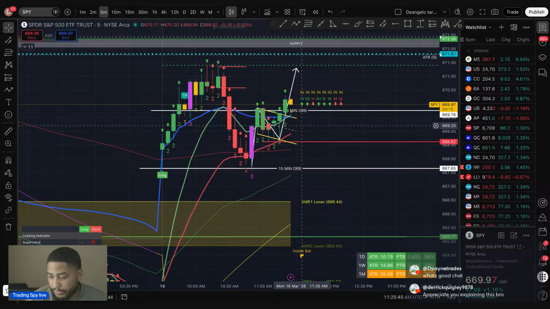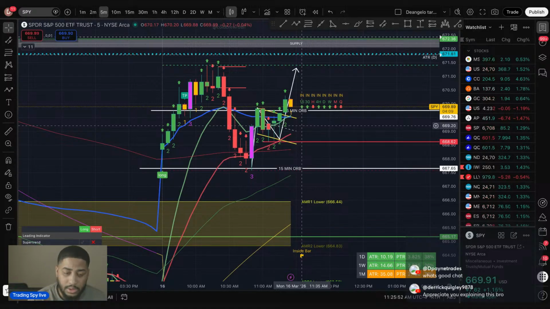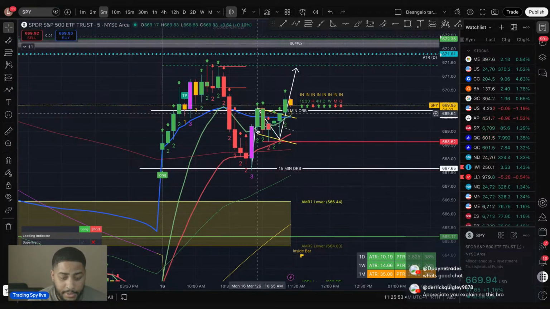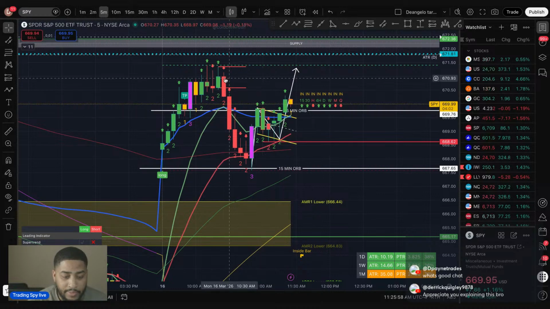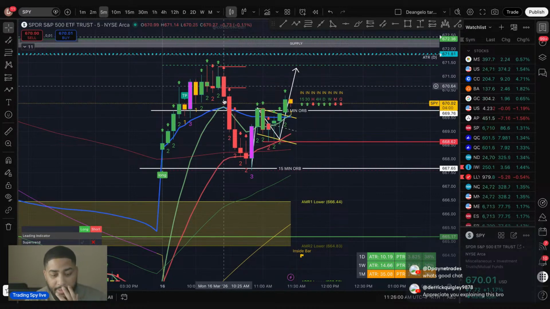Which is why I had to flip sentiment. As bad as I didn't want to, I had to. You know what I mean? So it's bull flagging up out of here. But now we got these sellers that are in the way. We need to get back above these.